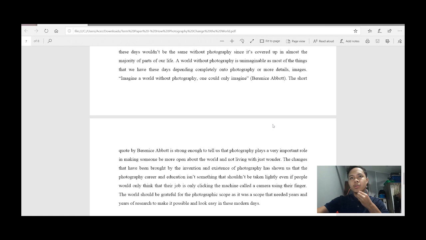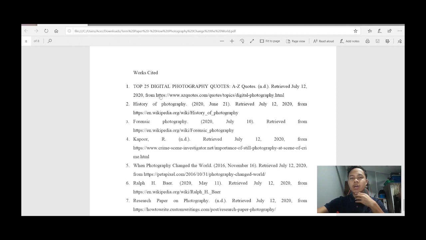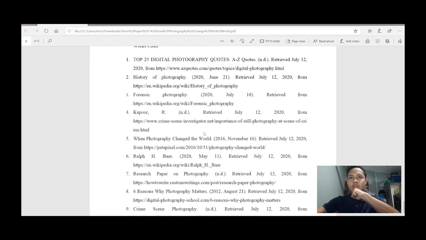And last but not least, we also put our works cited on the last page. There are 10 references that we took from websites. These citations we learned from MyLine, through the videos in MyLine for citation.